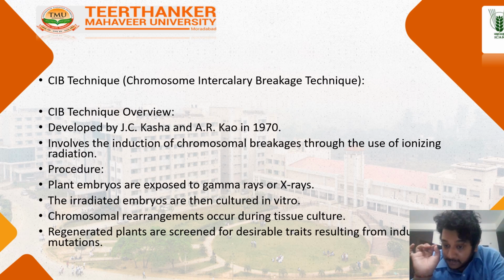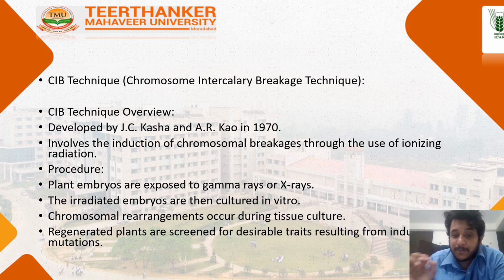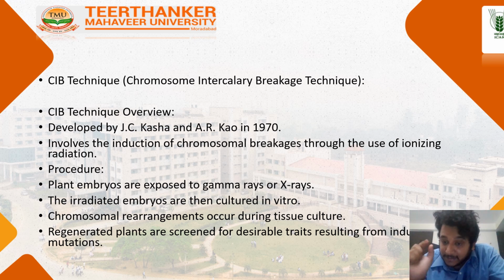Now this is a very important technique, the CIB technique, right? What happens in this? It was discovered by J.C. Kasha and others. They are able to detect the mutation. What they are doing is, they have a female with attached X, XXY, and a male gamete is there. They are mutating the male, and now they are letting the male and female breed.